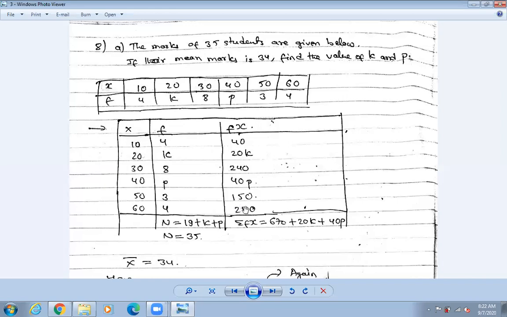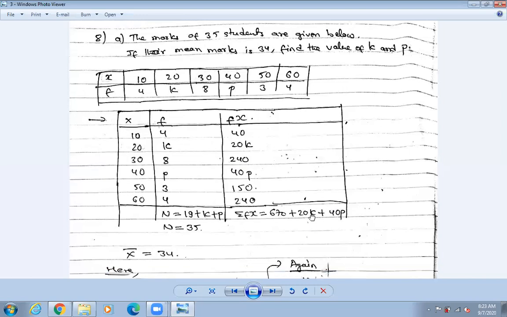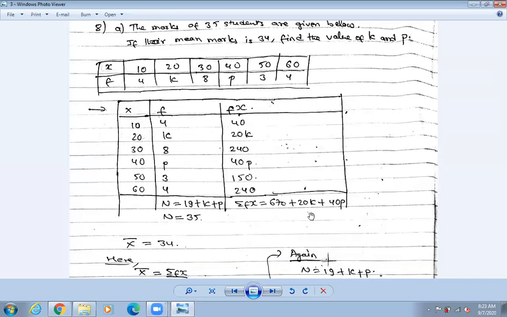Plus 150 plus 240. So when you add these 4 numbers, okay, you'll get 670. You can use a calculator. Okay, plus. So what is remaining? So 20K plus, what is remaining? 40p is remaining. Now, so here two things must be given. One is the mean and the next one is the n.